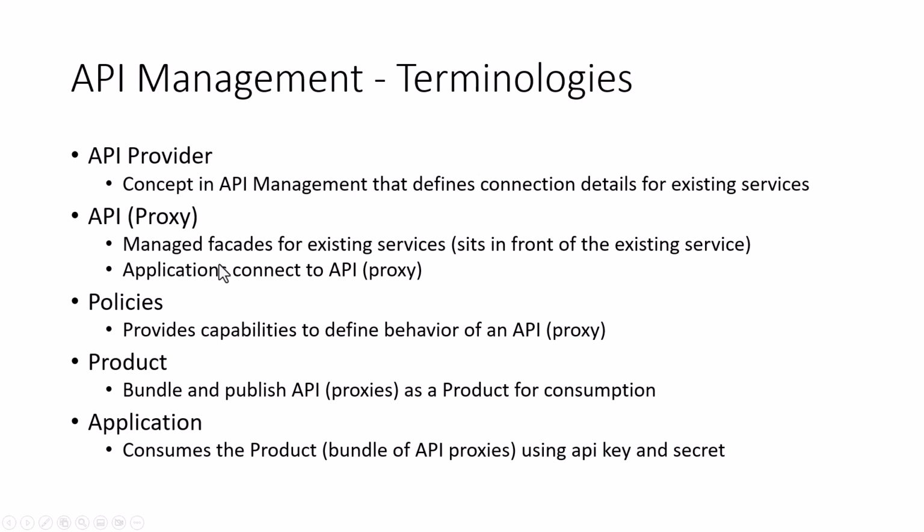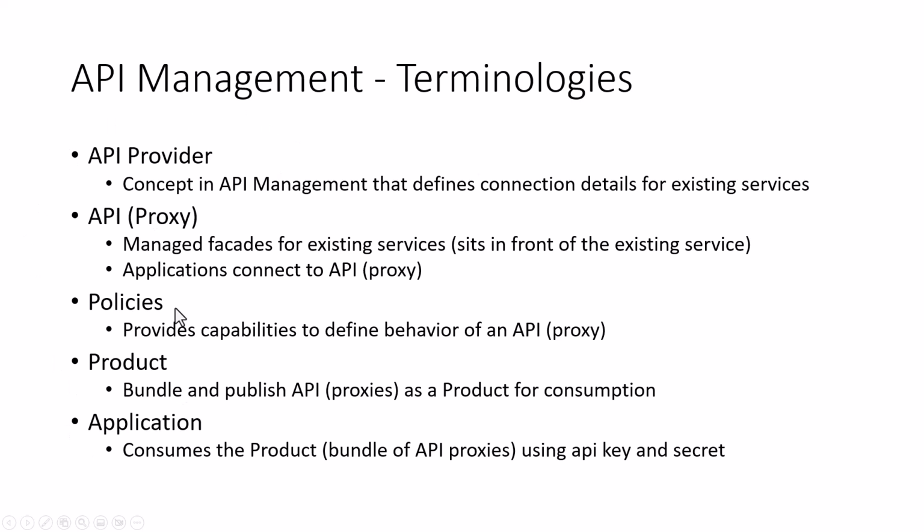Once you create this API proxy, you can bundle one or more API proxies as a product for consumption, and this can be deployed to the API Enterprise Hub. Then a developer, as an application, can consume the product using an API key and secret. So these are some terminologies that you need to be aware of.